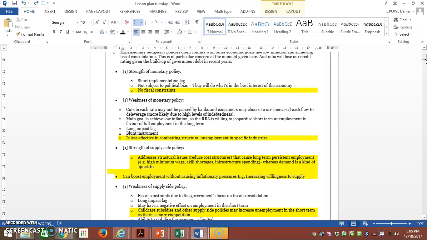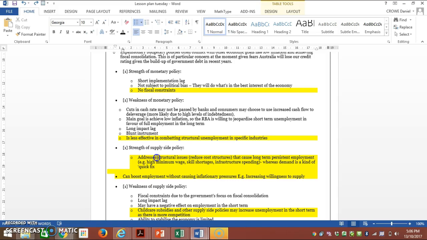The other thing it can do is supply side policies can target structural issues within the economy. So they have the advantage of being able to target particular problems, whether that's a high minimum wage, whether it's workers being unproductive because their wages aren't really tied to their productivity. So through the implementation of enterprise bargaining and other agreements designed to boost productivity, they're able to target structural issues or ongoing issues with the economy.